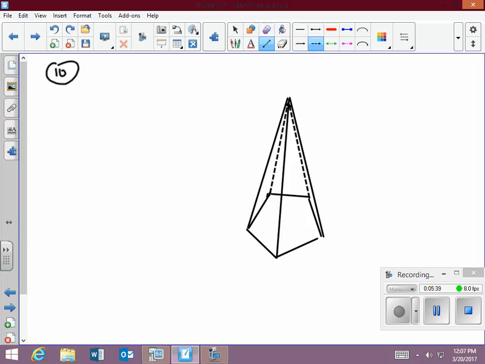And it's a right pyramid, so there's this line that comes down from the top, and that's in the center of that pyramid, and that's a right angle with the base. And each side of that pentagon is 16. The perpendicular distance from the center to one of the sides is 11.